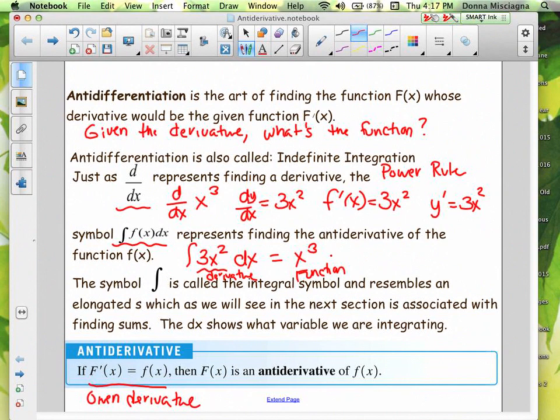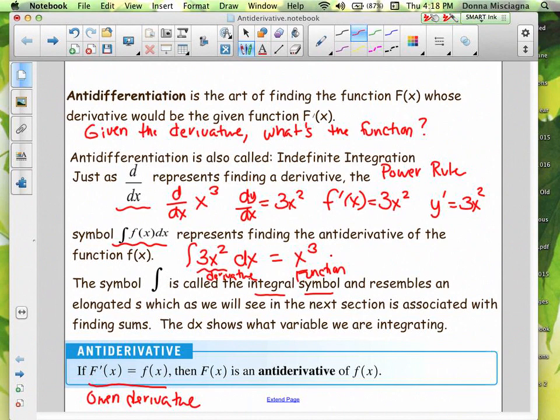Okay? So when we're differentiating, we know the derivative, we want to get back to the original function. That's going to be notated with this elongated s, which is called an integral symbol. The reason for the elongated s is it does represent sums. It won't be clear why it represents sums in this particular lesson, but in the future it will be.